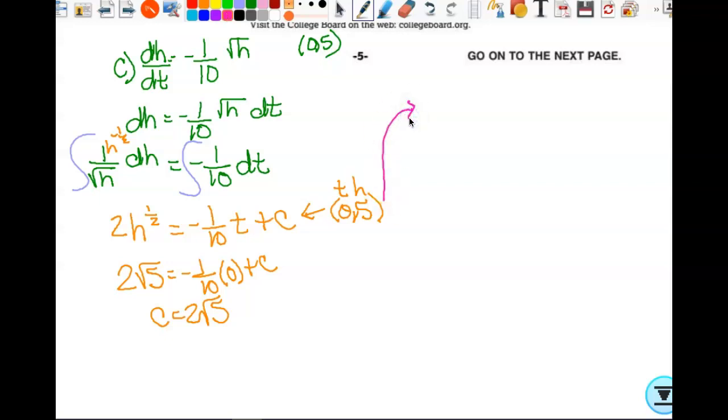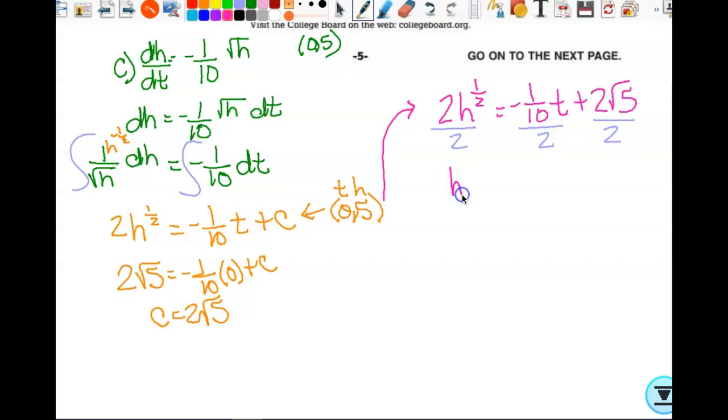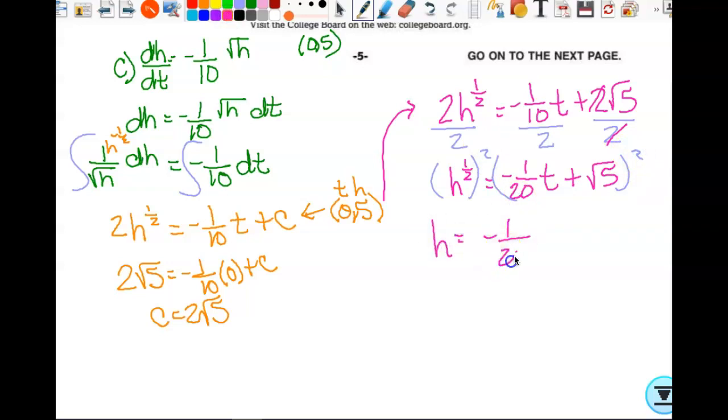Okay, so now we're going to substitute this in here. So I'm going to have 2 times h to the 1/2 power equals negative 1/10 t plus 2 square roots of 5. Everybody with me? So we're going to have to divide by 2. When we divide by 2, we divide every single term by 2. It's the easiest way to do it. So this will give me h to the 1/2 power, or the square root of h. What is negative 1/10 divided by 2? Negative 1/20th t, and then those cancel out, plus the square root of 5. I still need to get h by itself. So what am I going to do? Square both sides. So when I square both sides, that's going to give me h equals negative 1/20th t plus the square root of 5, quantity squared.